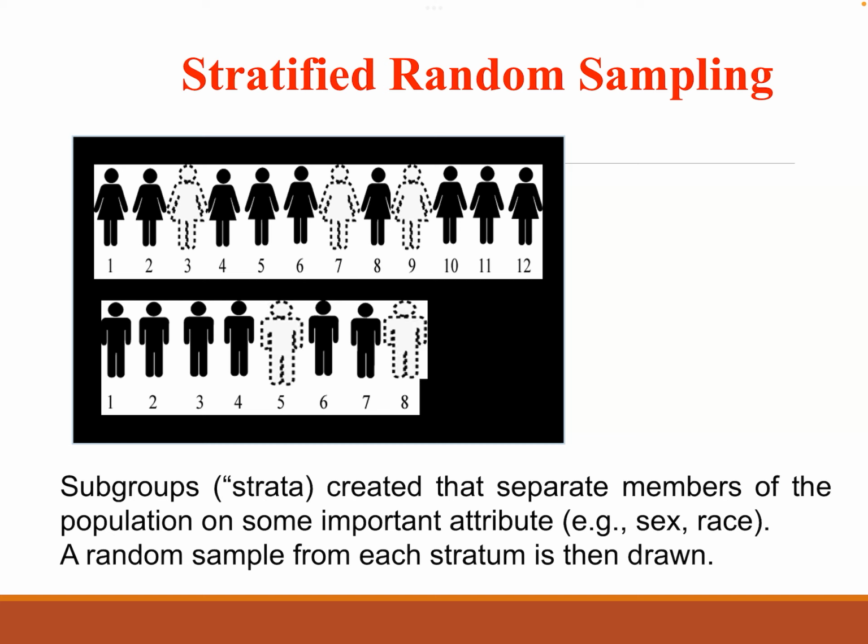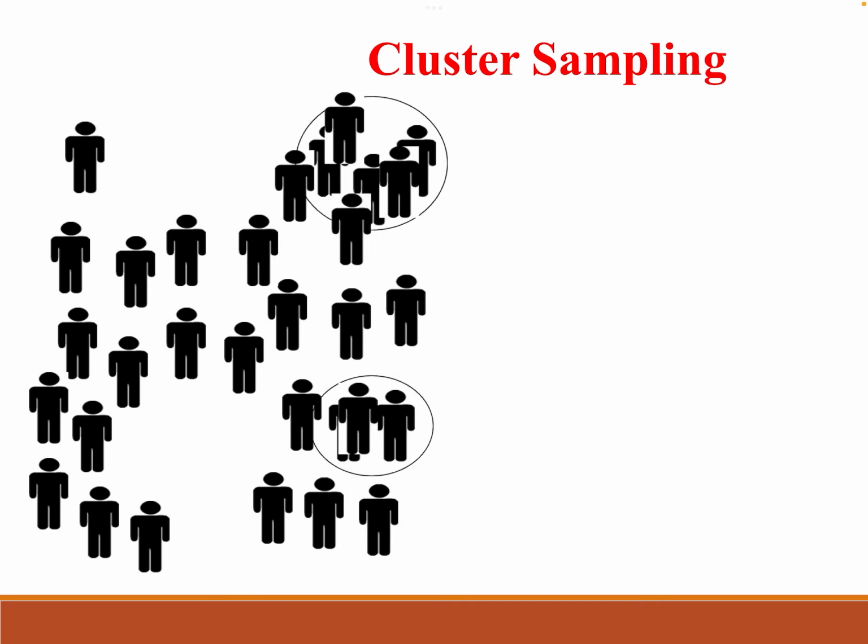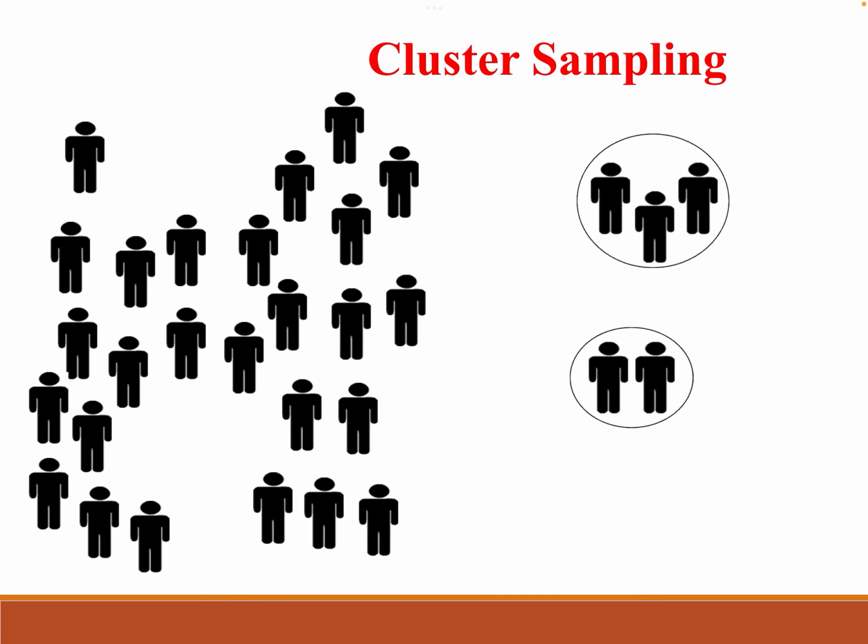But in stratified systematic sampling, first people will be divided into different strata and then a systematic approach will be used. Next, coming to cluster sampling. Till now we were selecting people as individuals, but in cluster sampling we select people in groups or in clusters.